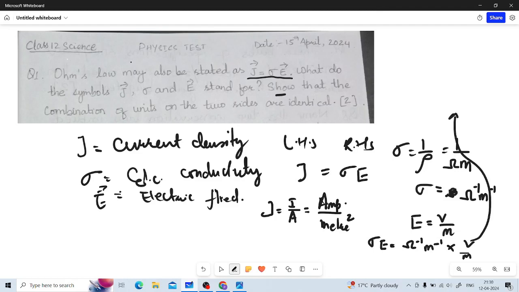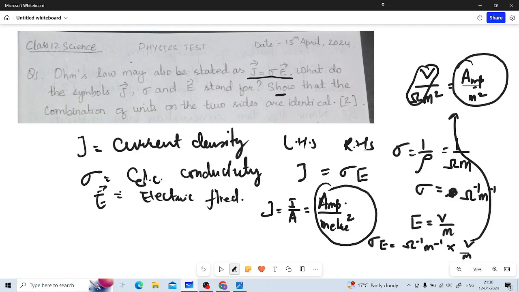So this turns out to be volt by meter square and ohm, and V by ohm, volt by resistance, potential difference by resistance is current. So this has got a unit of current which is ampere and meter square. So on the right hand side we got ampere by meter square. On the left hand side also we have ampere per meter square. So the combination of units on two sides are identical.